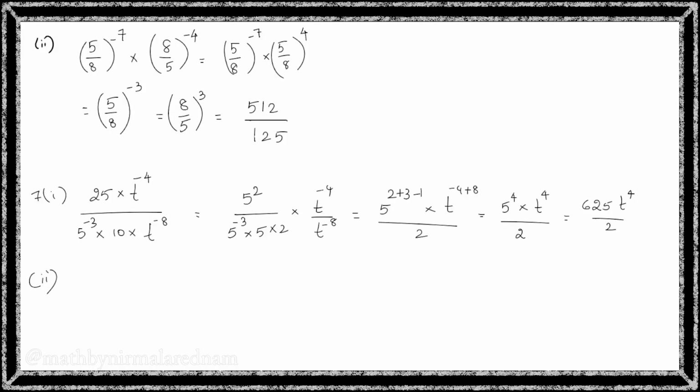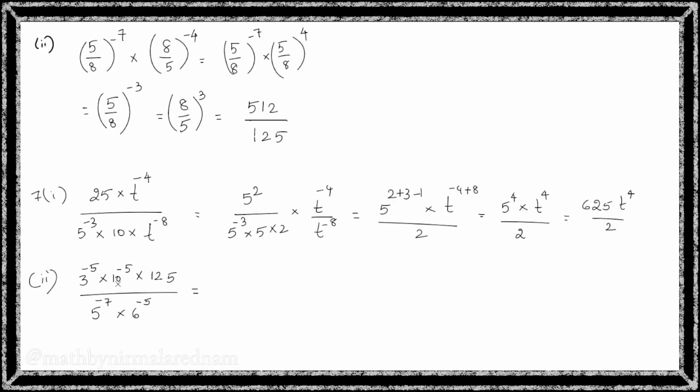Second bit, 3 power minus 5 into 10 power minus 5 into 125 by 5 power minus 7 into 6 power minus 5. Now you can see that none of the bases or none of the exponents are the same. Once you factorize, you will have clarity.